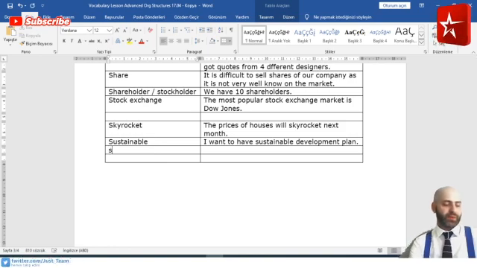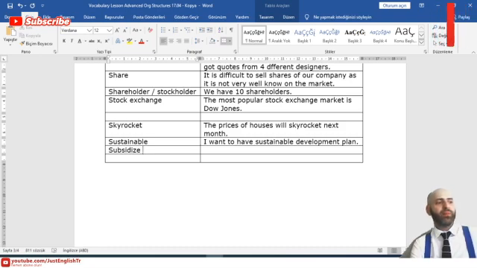Let's learn this word, subsidize. Subsidize is to pay some part of the product costs to a company in order to help the company. For example, Turkish government understands that, let's say, what is popular Turkish product? Production of what is popular in Turkey? Maybe nuts, walnuts or other types of nuts.